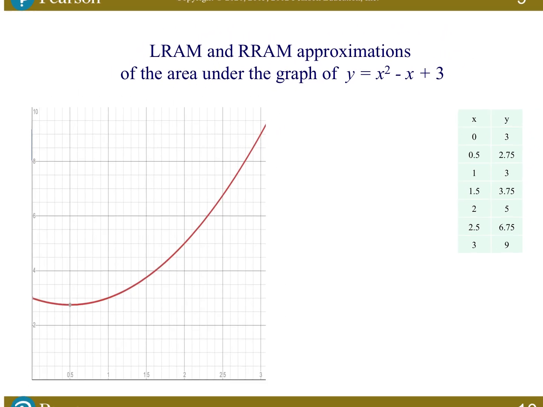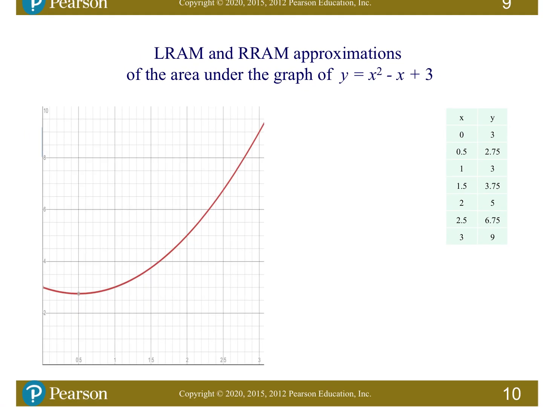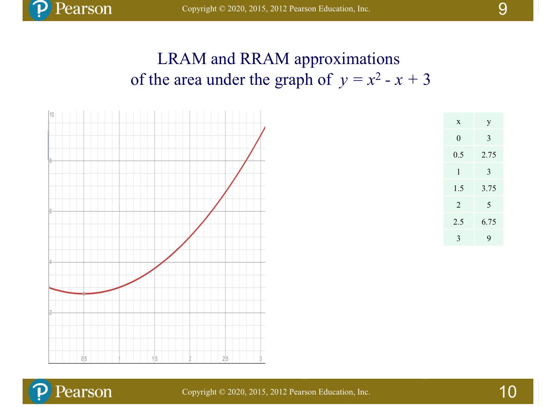All right, the directions are to make an LRAM and an RRAM approximation of the area under this particular parabola, which is concave up, and its equation is x squared minus x plus 3. And I've given you the values over here on the little chart. Okay, so go ahead, and we're going to use nice intervals that are already given. Based on those intervals, how many rectangles will I be able to draw?